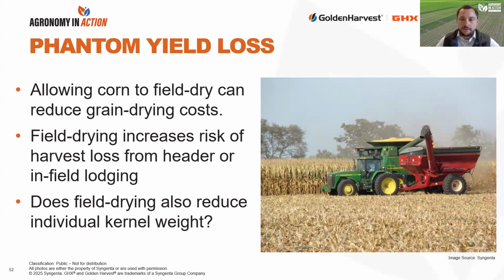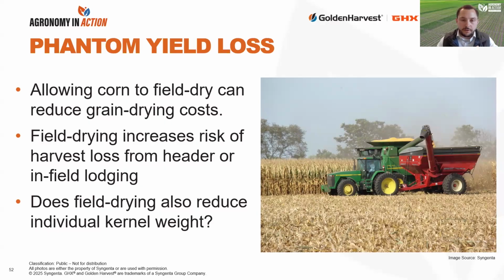We've got a few minutes left here, and I want to spend the last of our time talking about a subject that we call phantom yield loss. As we were preparing for this presentation, we thought there's a need and a reason to talk about corn dry down, not just in terms of what it can do to kernel size, kernel weight, and test weight, but also what does it do to the last half of yield?